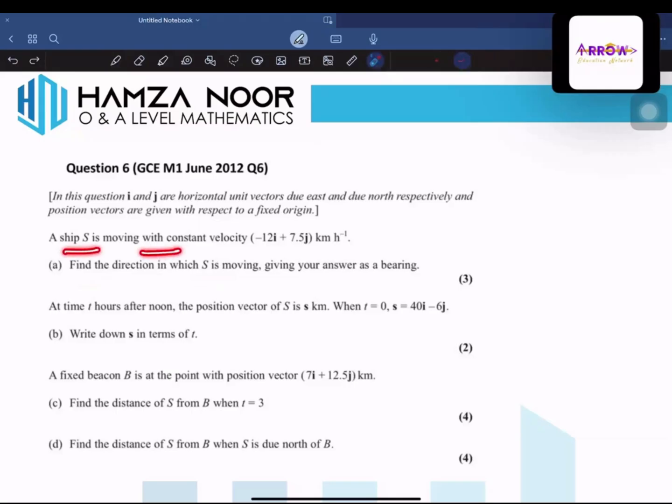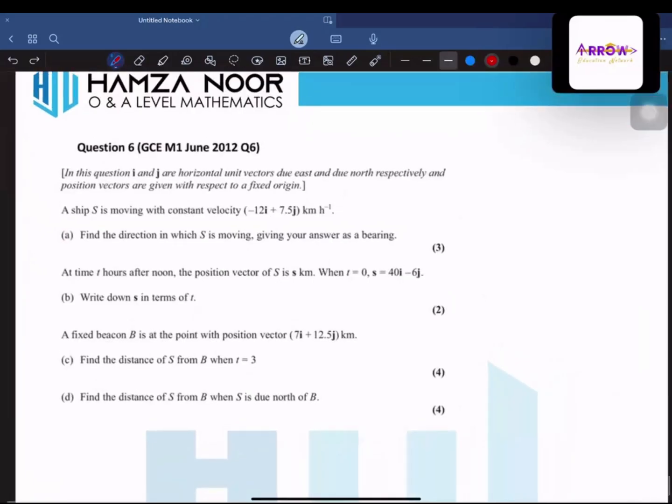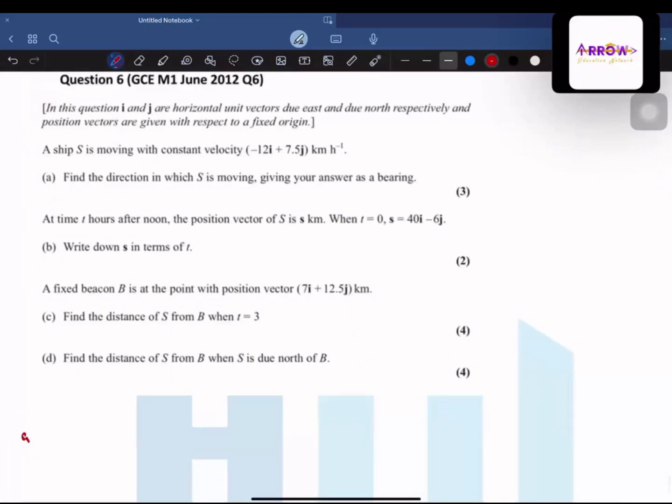A ship S is moving with constant velocity minus 12i plus 7.5j kilometers per hour. This is the constant velocity vector, and the requirement of part A is to find the direction in which the ship S is moving, and we need to give our answer as a bearing. The fact is that the velocity vector tells us the direction of the motion of the particle. So the velocity vector tells you in which direction you are going.